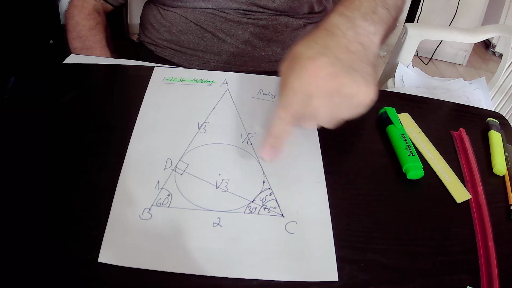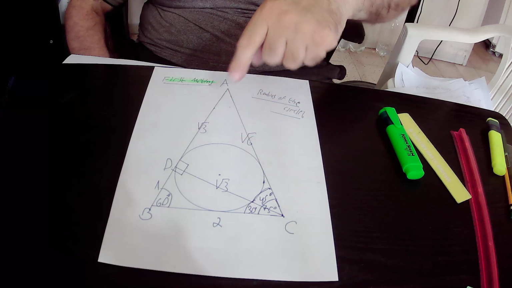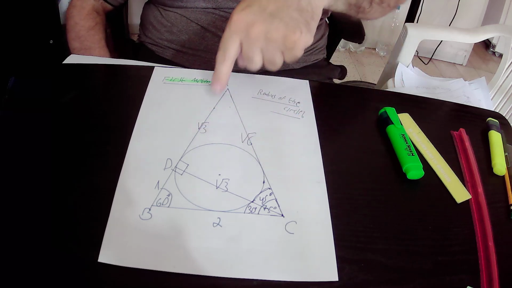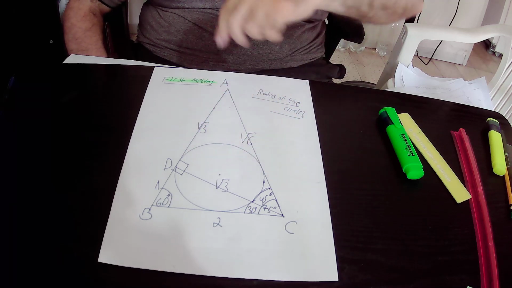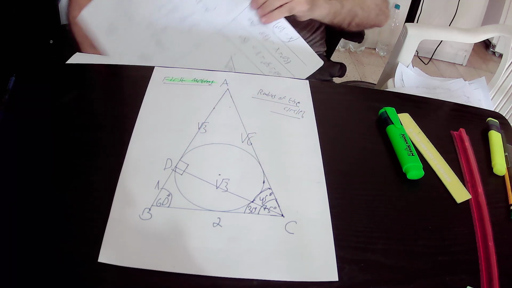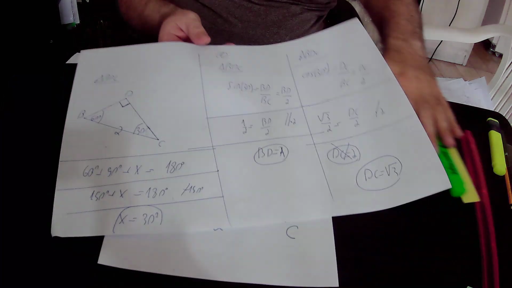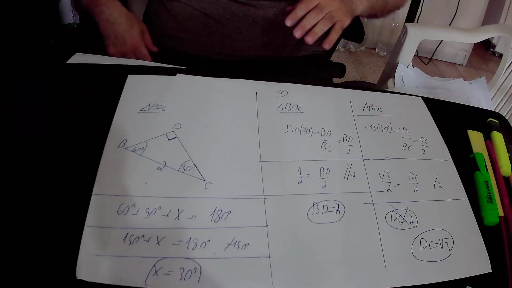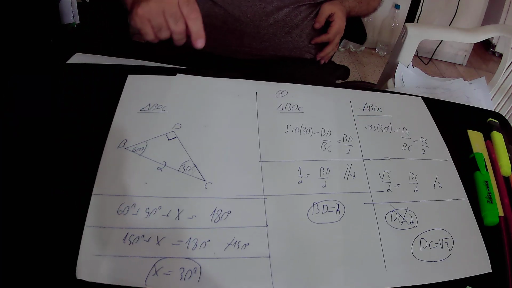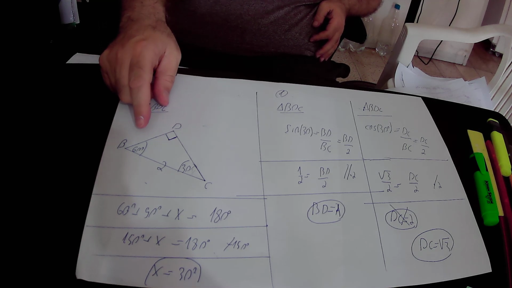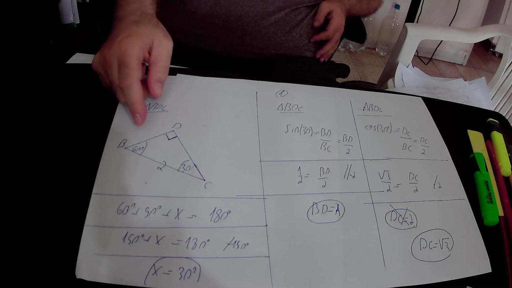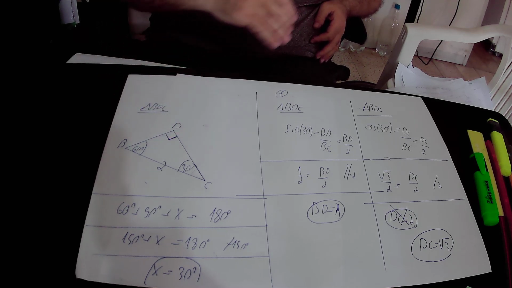From point C we drew a perpendicular on AB. This way we create a triangle CDB. I copied triangle CDB in the new page and analyzed triangle CBD. So this angle equals 90 degrees according to our construction. This angle equals 60 degrees according to what is given in the question. And BC equals 2 units according to what is given in the question.